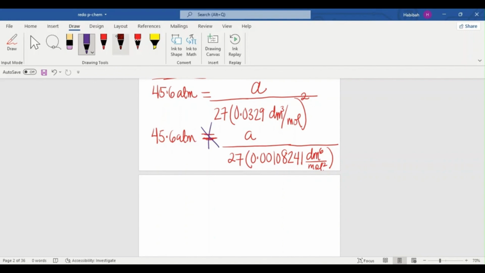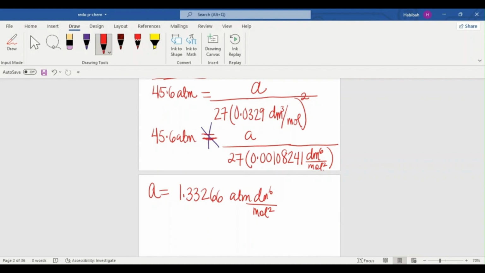When you cross multiply, A is just going to equal 45.6 atmospheres times 27 times 0.001082441, and whatever that is, that's the value of A. When I multiply that in my calculator, what I end up with is 1.33266 atm dm^6 per mole squared. So this is basically the answer to the question.